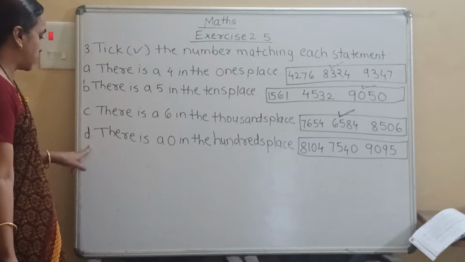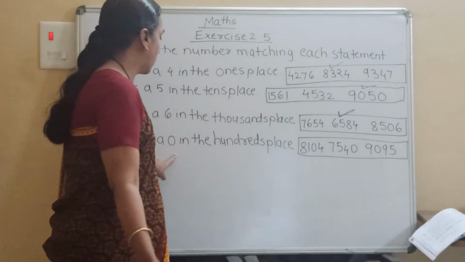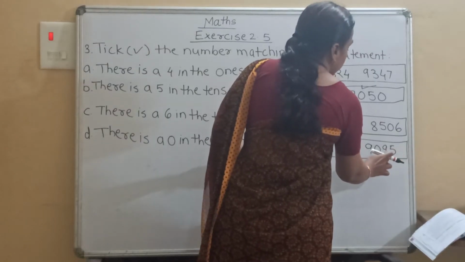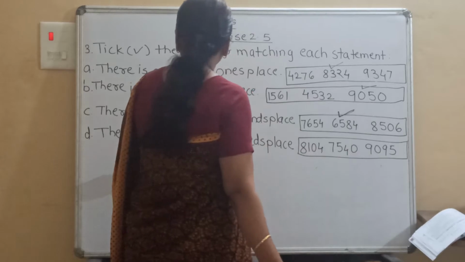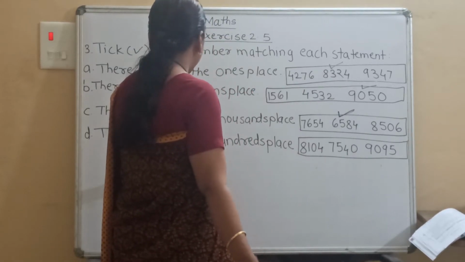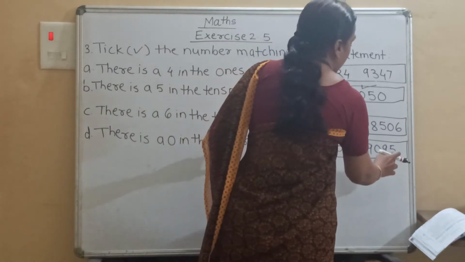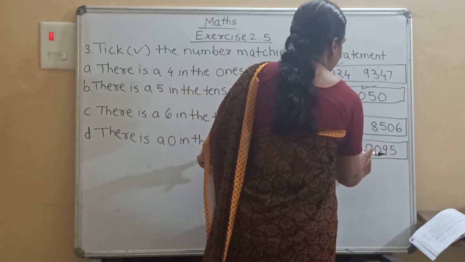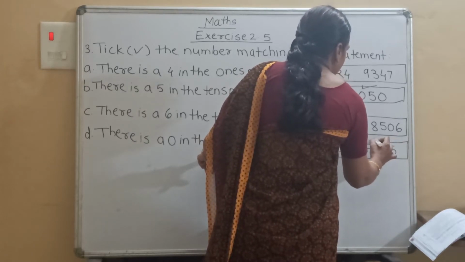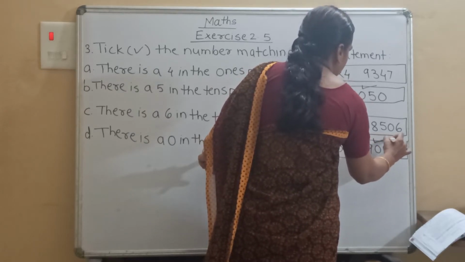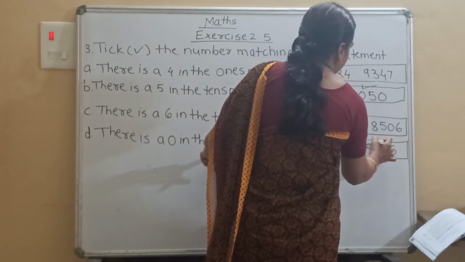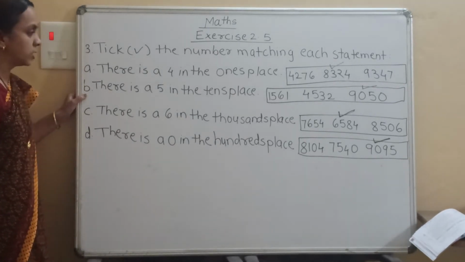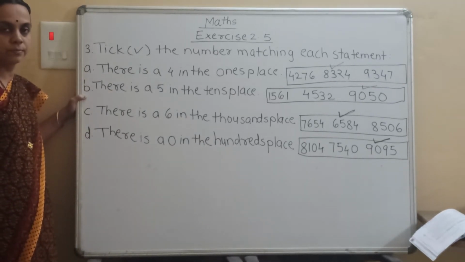Now see the question. There is a 0 in the hundreds place. So find out that number. Ones, tens, hundred, thousand. So what is given in the question? There is a 0 in the hundreds place. So in this hundred place 0 is there. So this number is correct. So just tick mark on that number. 9095 is our correct answer. So this third question you have to complete in your textbook.